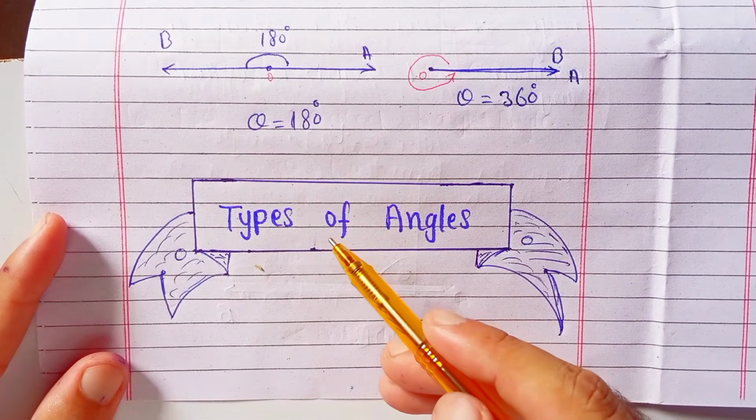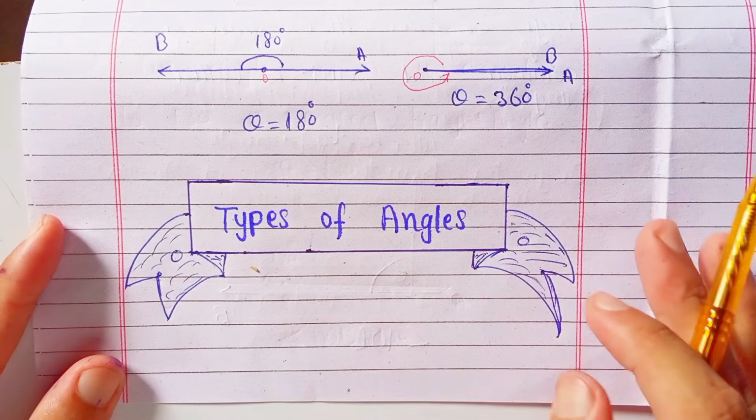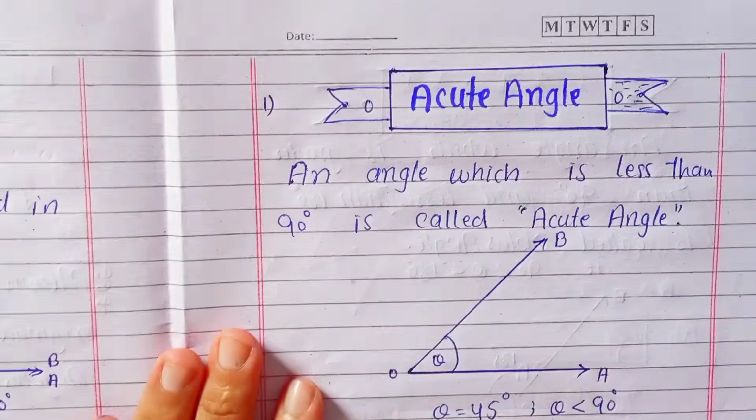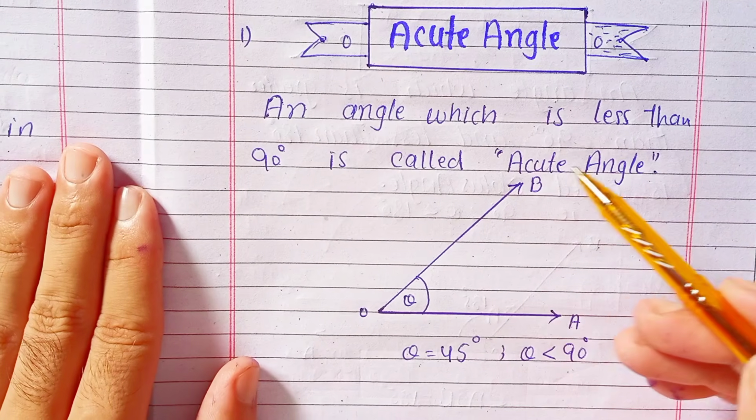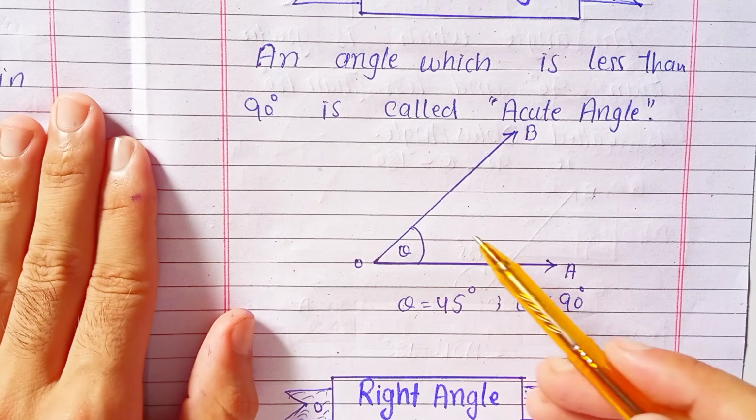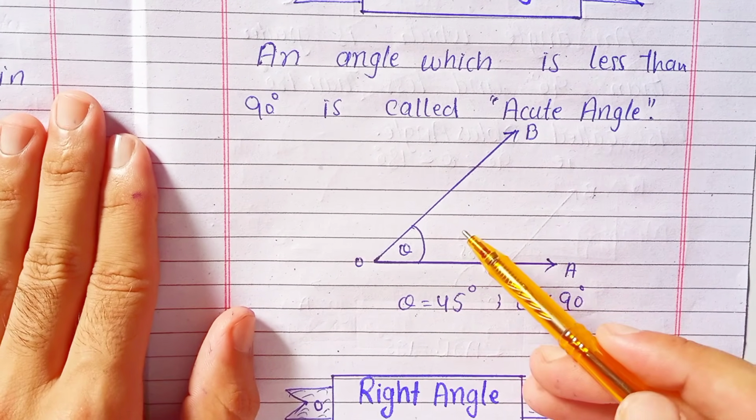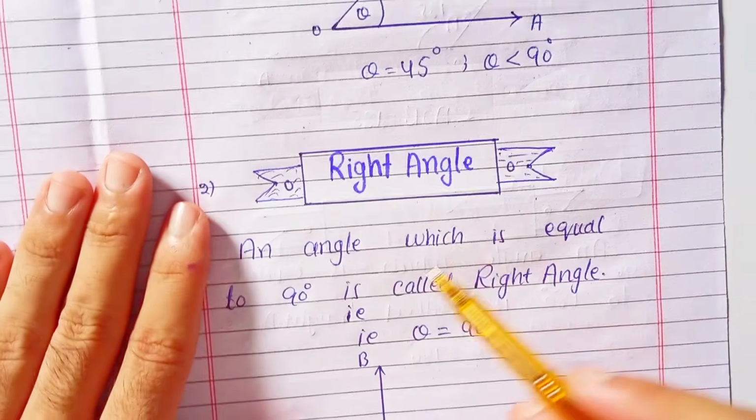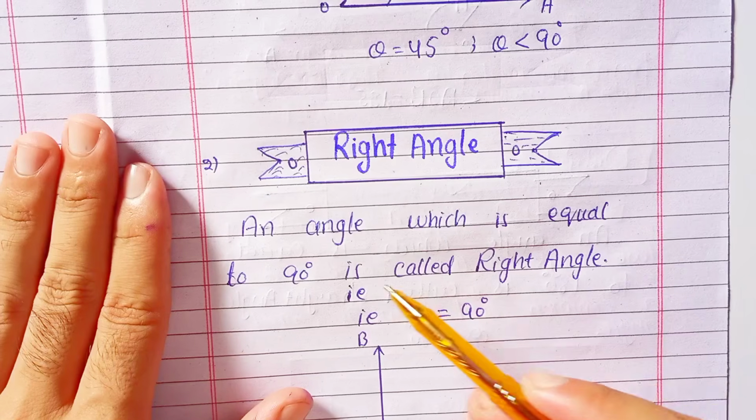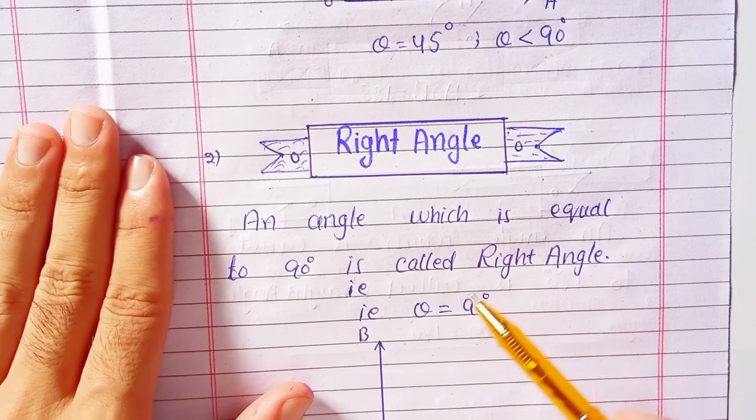And now we are going to discuss the types of angles. Acute angle. An angle which is less than 90 is called an acute angle. Just like here, AOB is an angle which is less than 90, so we can say that it is an acute angle. Right angle. An angle which is equal to 90 is called a right angle.